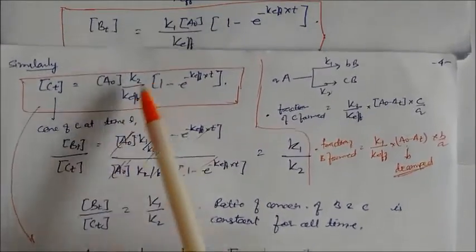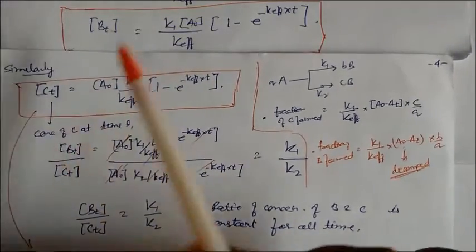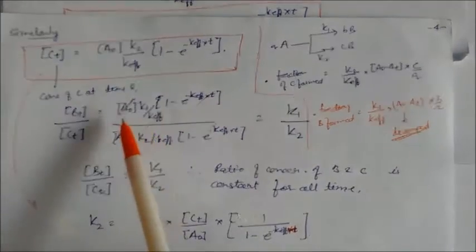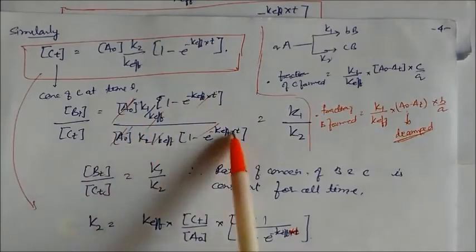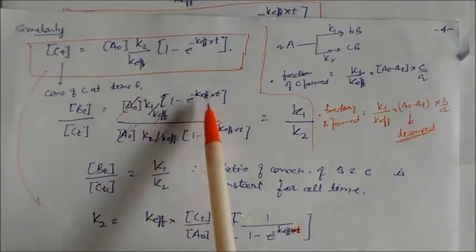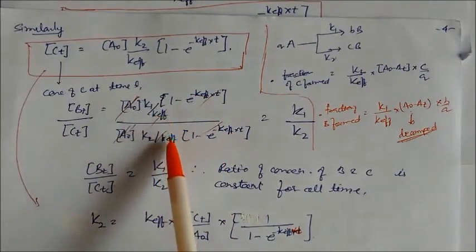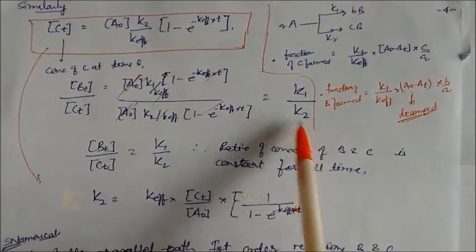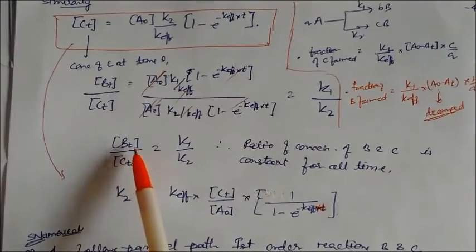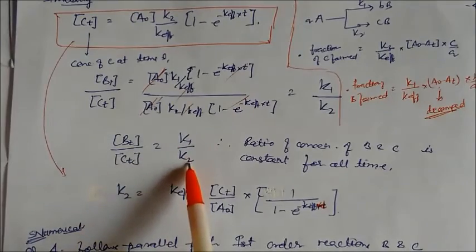So we can take Bt by Ct. Just take the two values and divide them. So we will get this value for B, this value for C. So this is cancelled, this is also cancelled. K effective is a constant. You will get K1 by K2. So concentration of Bt by concentration of Ct equals K1 by K2.